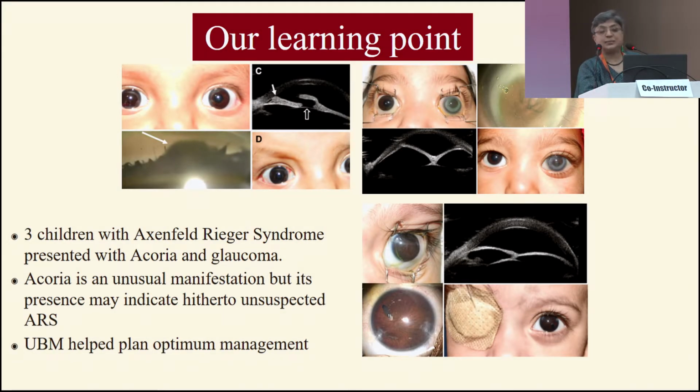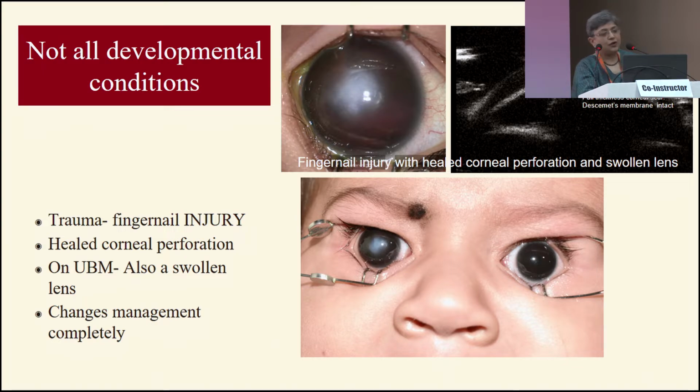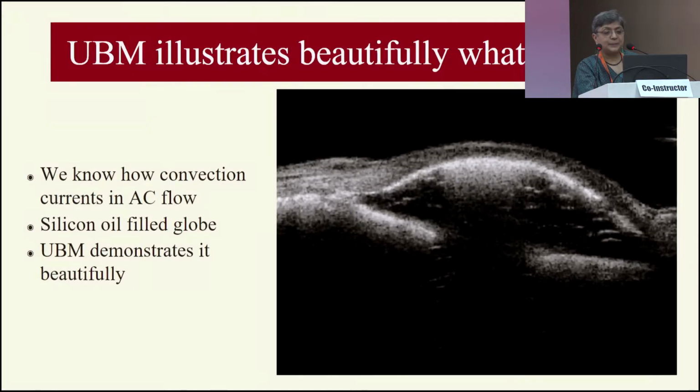So this was our learning point with Axenfeld, all learnt by using the UBM in the OR at the time of an EUA. They are not all developmental glaucomas. This one was referred to us with PCG, but on asking for a history, the mother said it was a fingernail injury, after which there was a lot of redness and watering, and then it subsided. Sure enough, there you can see a full thickness corneal scar with the Descemet's membrane intact, but the pressures were okay. So we sent this to the cornea department because there was no glaucoma in her.